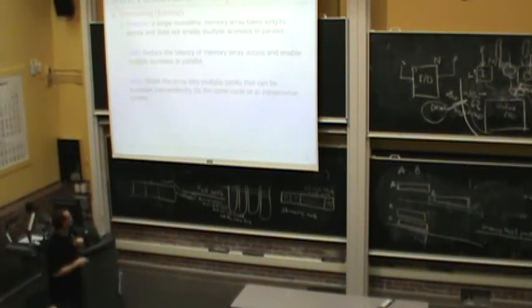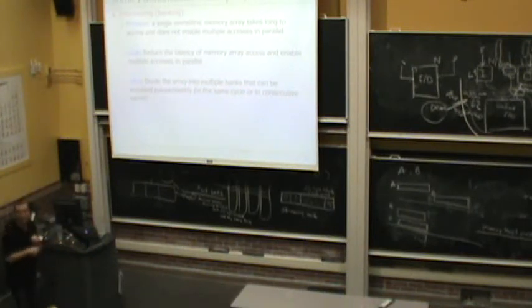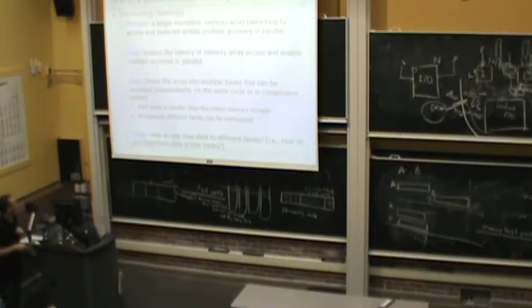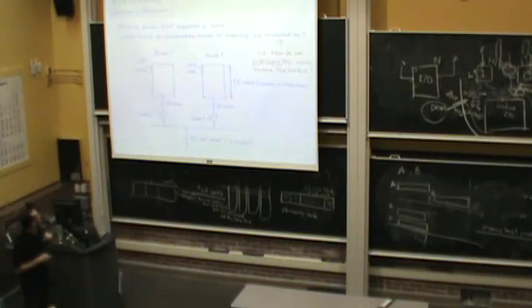And the idea is, as I showed you, divide the array into multiple banks that can be accessed independently. You can access these independently in the same cycle or in consecutive cycles. You can start the access. Each bank is smaller than the entire memory storage, which reduces the latency of the array access, and access to the different banks can be overlapped. The issue is, how do you map data to different banks? Or how do you interleave data across these banks? So this is where you can see the chip-enable signal better, probably.